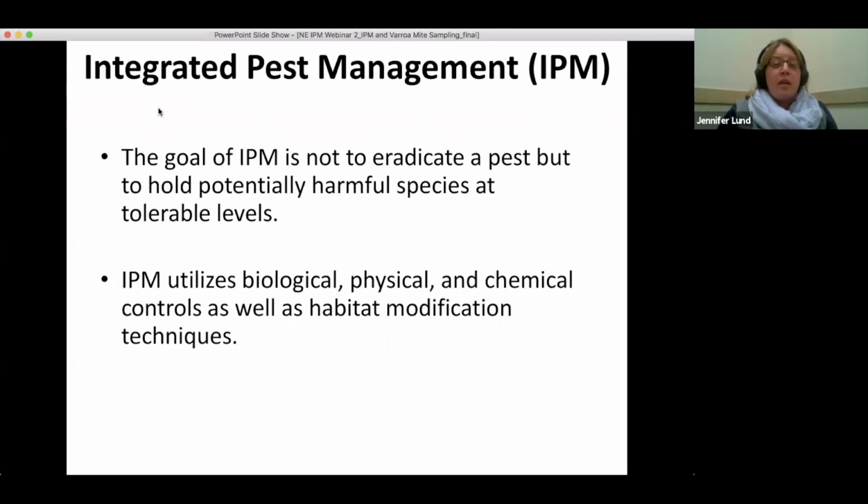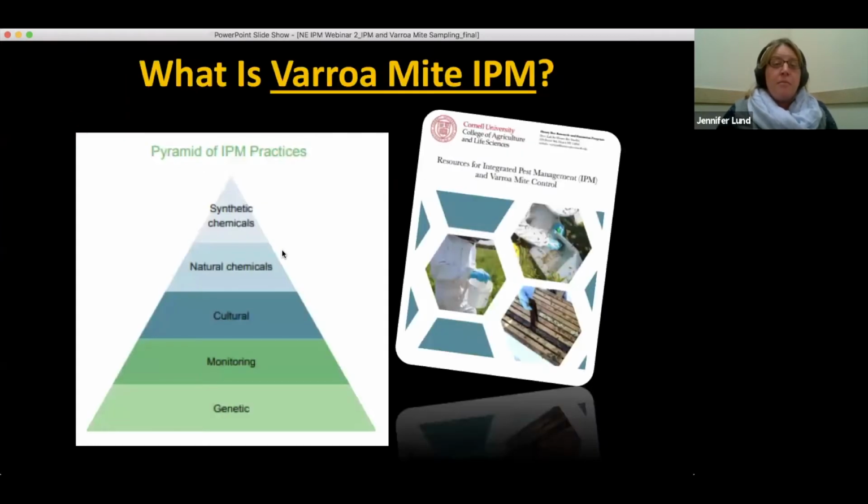So with the goal of IPM, you're not going to eradicate every pest in your hive, but you want to hold them at levels where they're not harming your hive. And then IPM uses all kinds of different techniques, so biological, physical, chemical controls, as well as habitat modification. So it's not just doing the same thing over and over, it's using a variety of techniques to get at a pest. All right, so next slide.